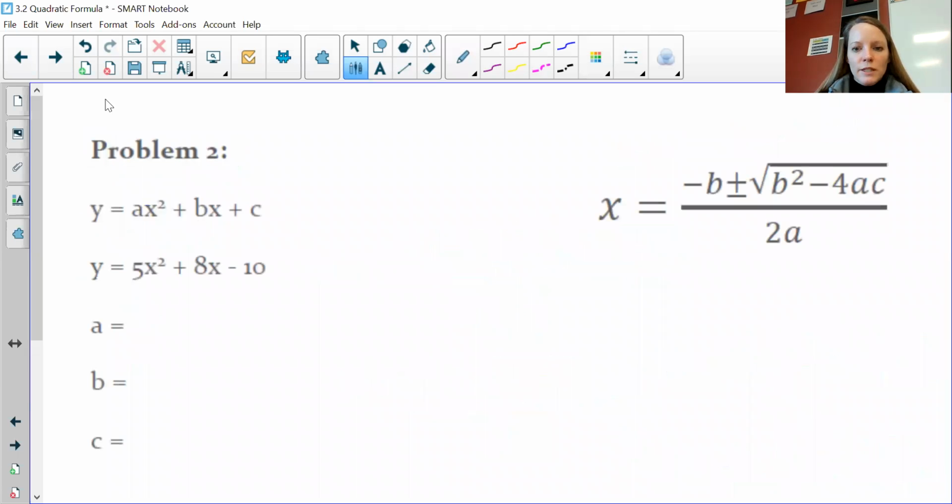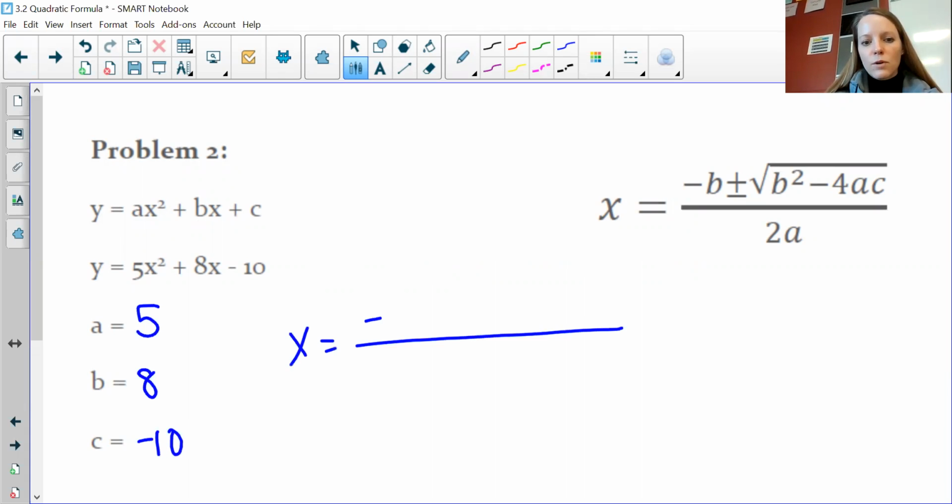So here's another question here. And this one, my a value is 5, my b value is 8, and my c value is -10. Again, we'll just plug those into our quadratic formula.